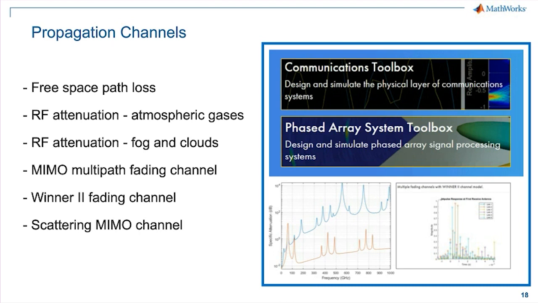We also have other channel models in our tools, like Communication Toolbox and Phased Array System Toolbox, such as free space path loss, which is the basics of how different frequencies respond to distances in terms of their attenuation, RF attenuation based on atmospheric gases, and fog and clouds, and traditional MIMO and Wiener-type fading channel models and scattering channel models. With all these channel models, you can actually estimate the distortion and the profile of impairments that are added to the signal as it's received at the receiver.